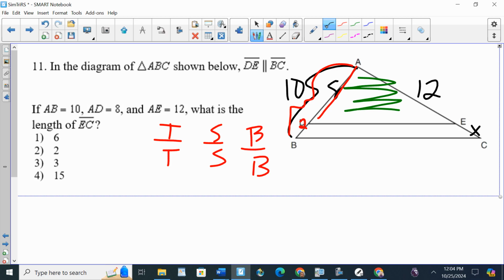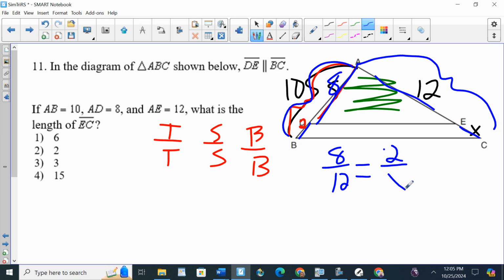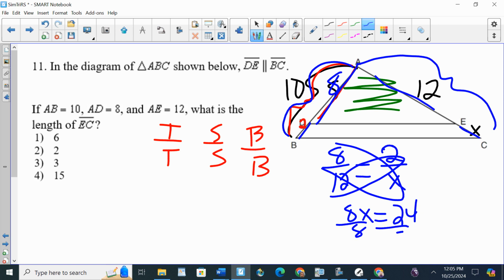Do I have both tops? Yes. I have 8 and 12, so top over top. Do I have both sides? I have 10 on the left. I don't really have this side. Do I have both bottoms? Yes. I have 2 and I have x. X counts as having it. The whole point is that x needs to be in the proportion. From there, I cross multiply and solve. 8x equals 24, divided by 8, divided by 8. X equals 3.